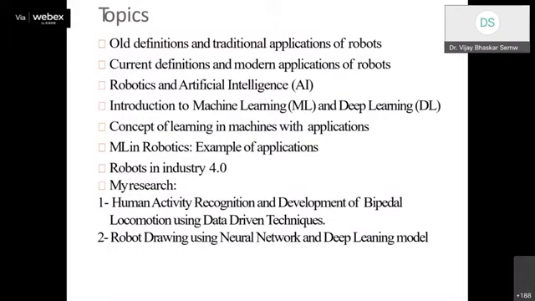Then we'll see the current and modern definition of robots, and how robotics and AI are integrated together, because the world is moving toward interdisciplinary areas in which various technological aspects, whether virtual reality or augmented reality, are coming together. Then an introduction to machine learning and deep learning concepts, and the concept of machine learning with robotics applications.